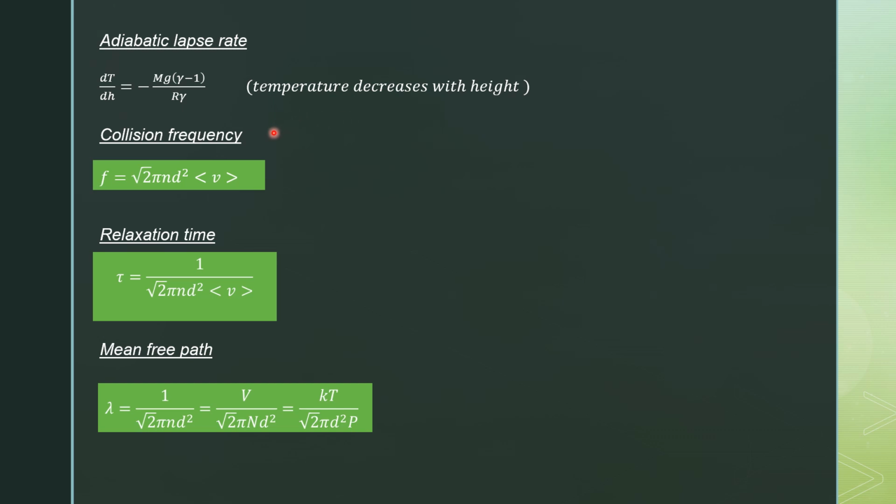And now our collision frequency, relaxation time and mean free path. So the collision frequency can be represented as root 2 π n d² average velocity. Then our relaxation time, that is tau is equal to 1 by f. So it is 1 by root 2 π n d² velocity average. Then our mean free path, that is lambda is equal to 1 by root 2 π n d², that is equal to V by root 2 π capital N d², and also is equal to kT by root 2 π d² P.